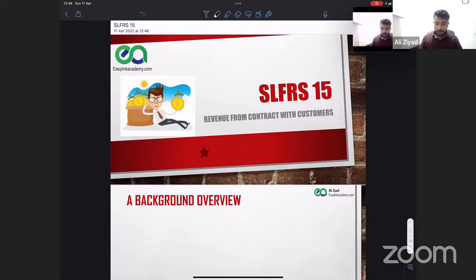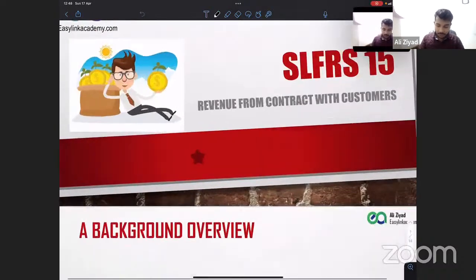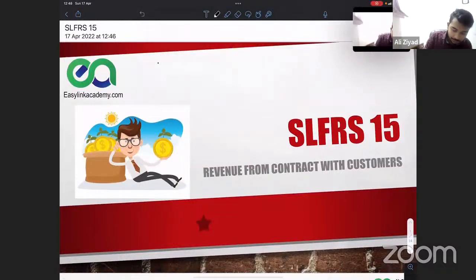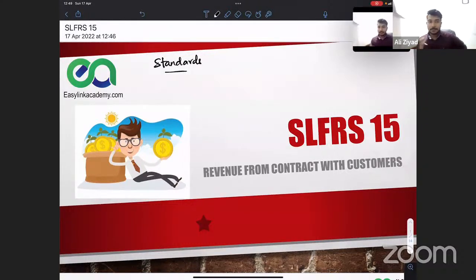So, what is SLFRS 15, guys? This is also one of the accounting standards. Okay. So you all know what standards are, right? Can you all tell me what standards are? You all have already learned some standards with me.